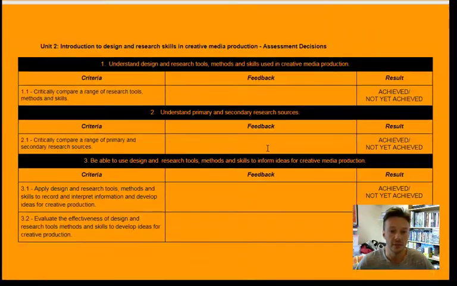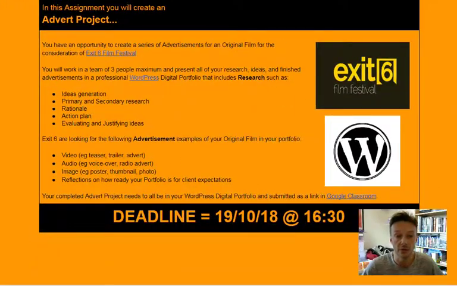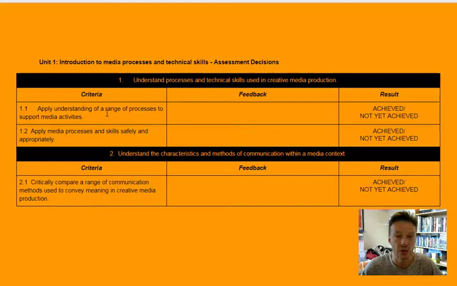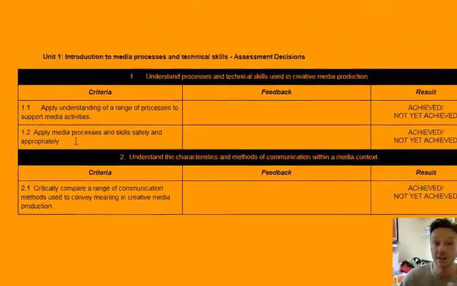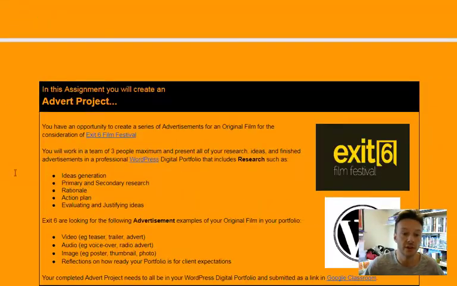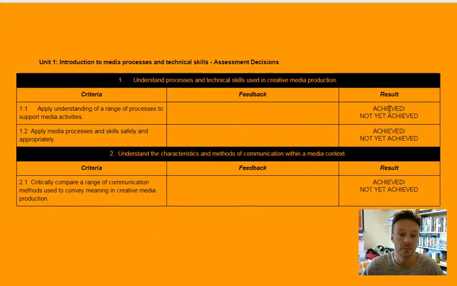Unit 2 criteria is also here for you to have a look at in more detail. So I'm looking for you to actually satisfy this criteria in the advert project. If you abide by what I've gone through here, you will achieve this criteria here. For example, 1.1, applying understanding of a range of processes to support media activities, and 1.2, applying media processes and skills safely and appropriately. So if we see you carrying out the research here and the advert project itself, then we'll be satisfied that you've achieved this.